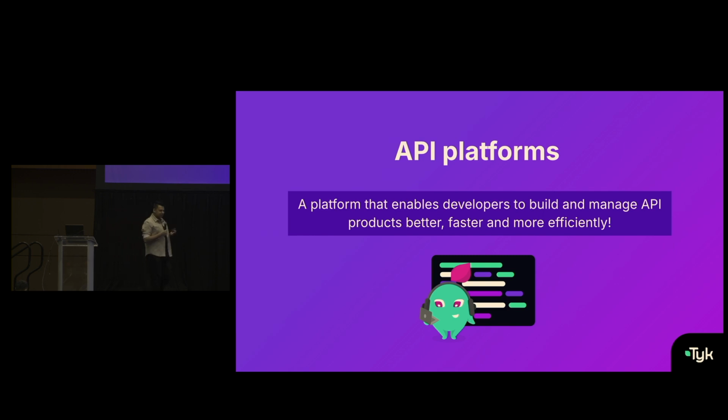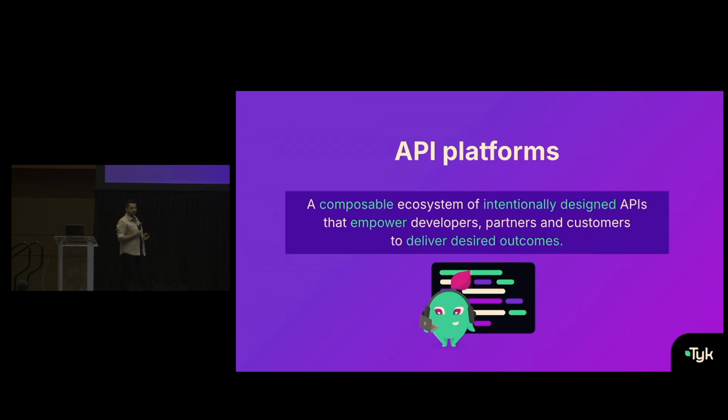Very tool-centric, solution-focused definition, in my opinion, and it sort of misses a key element here, which is how do you bring people together? How do you make sure that things evolve, the platform evolves as your overall business needs evolve at the same time? So for those purposes and keeping those things in mind, I have a slightly different definition of what an API platform actually is. It is a composable ecosystem of intentionally designed APIs that empower developers, partners, customers to deliver desired outcomes.